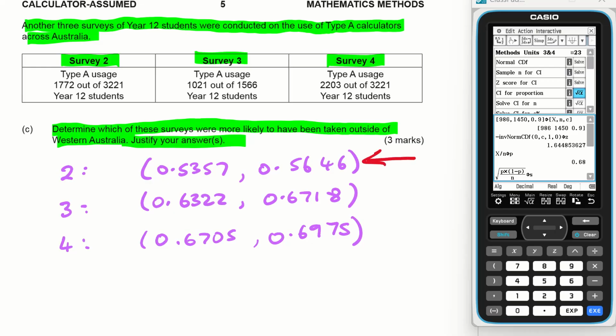And the one that is very different is this one here. The others are all very close or have an overlap, but this one here is totally different. No overlap with any of the previous ones. So that one's the most likely to be different.